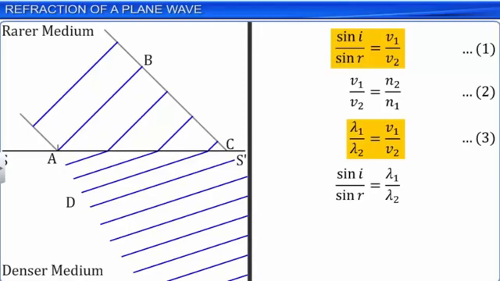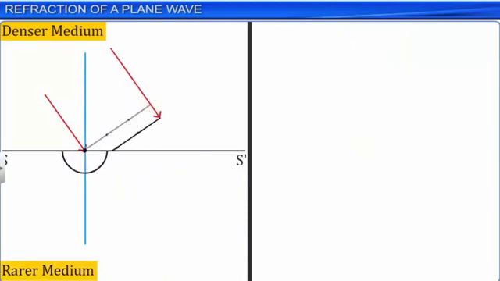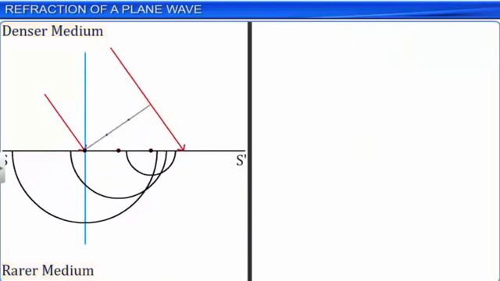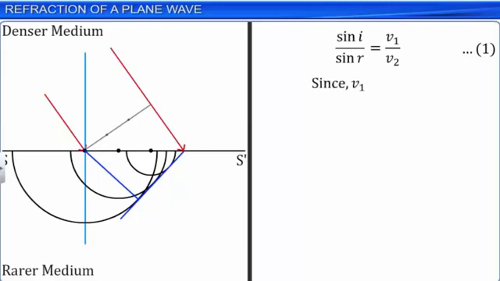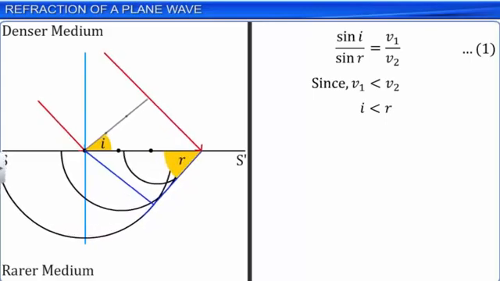In case of light traveling from a denser medium to a rarer medium, the refraction of light is as shown. Using Huygens principle, we can prove equation 1 for refraction of light when it travels from a denser to a rarer medium. Since the speed of light in medium 1 is less than the speed of light in medium 2, the angle of incidence is also less than the angle of refraction. If the angle of incidence I is increased, correspondingly, the angle of refraction also increases.